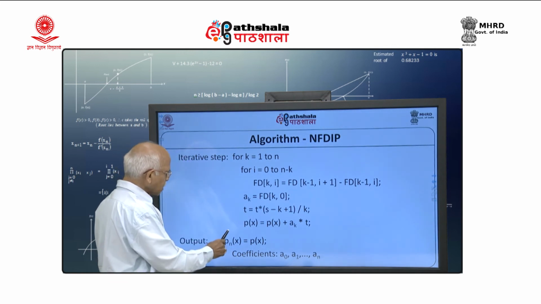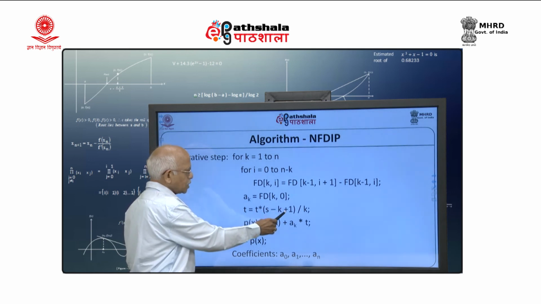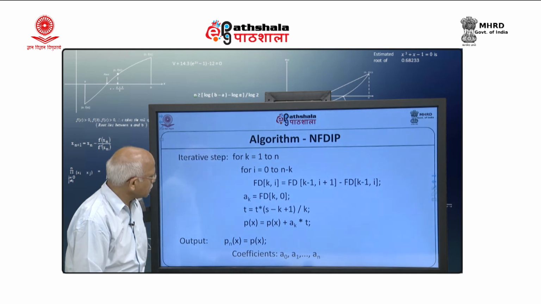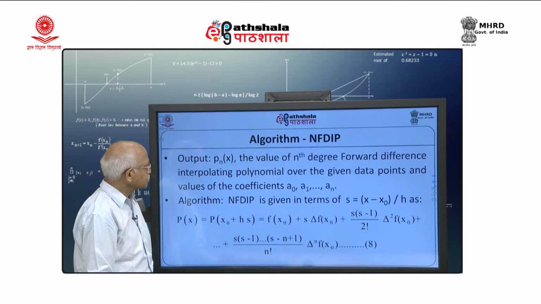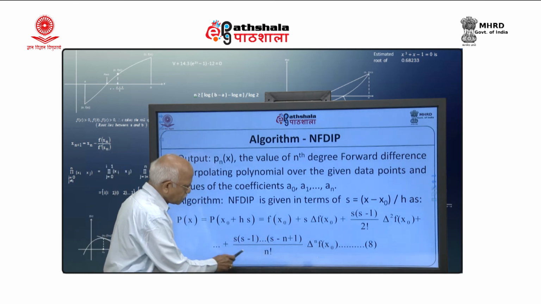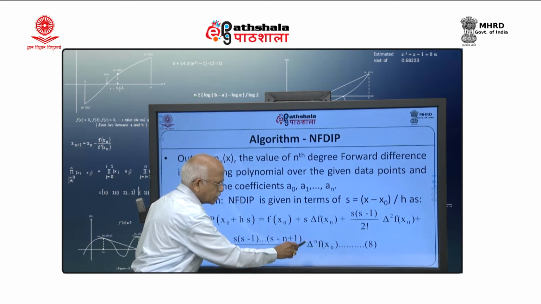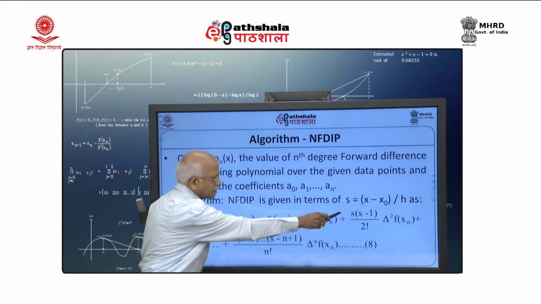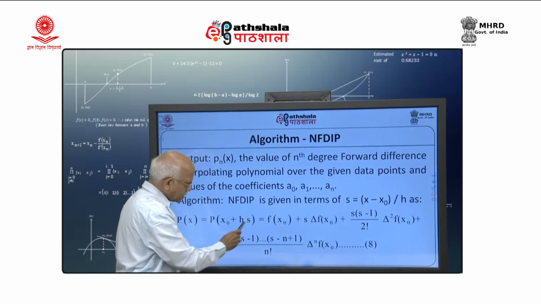Now, the term I am computing is t equal to t star into s minus k plus 1 by k. Where does this come from? If we go back to the previous slide, we can see that this is the term I am computing. This is your forward difference, which is already given as a n or a 1 here, a 0, like that. In general, we will be getting a k, and this term is computed iteratively.